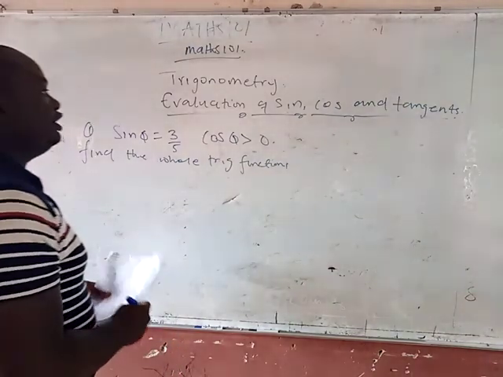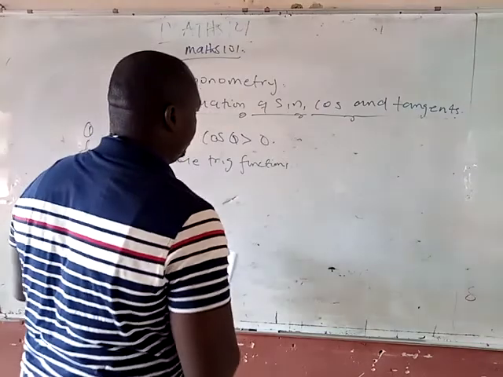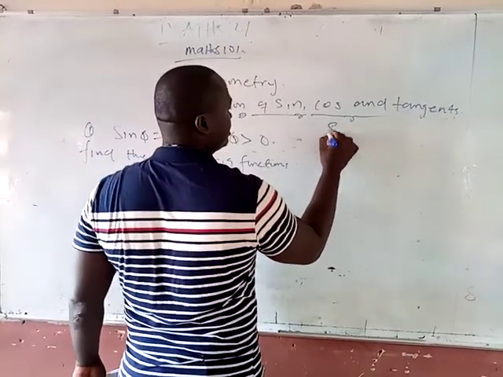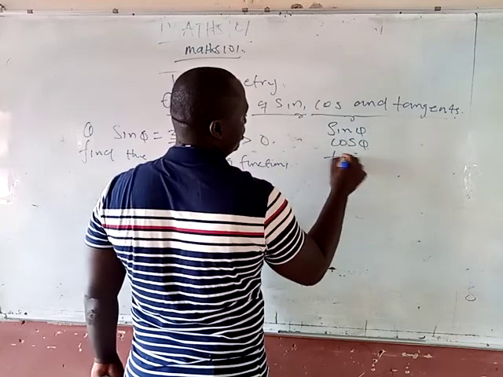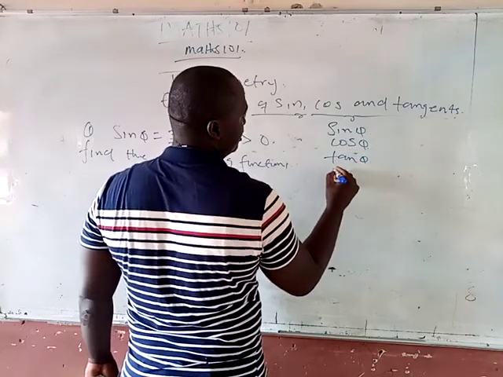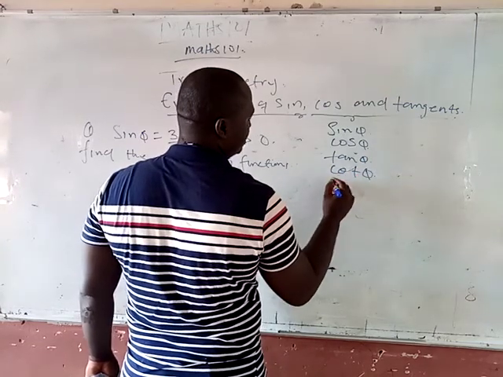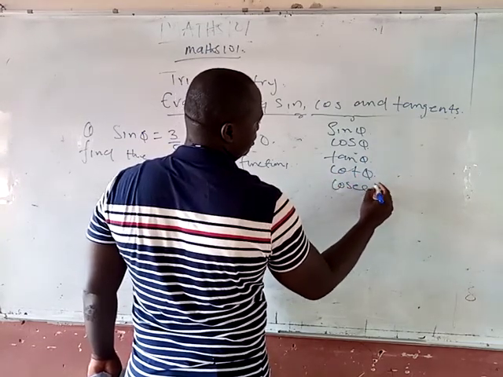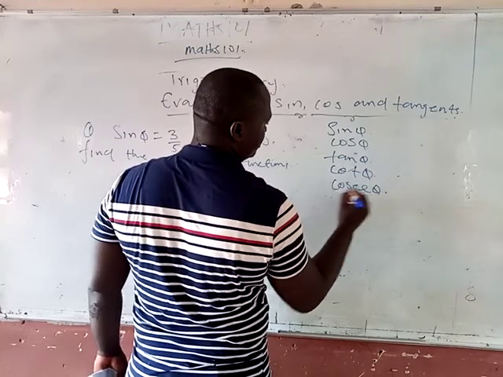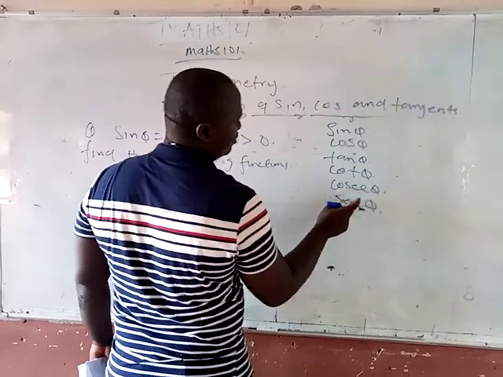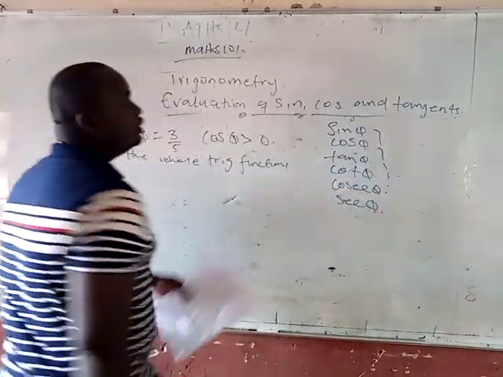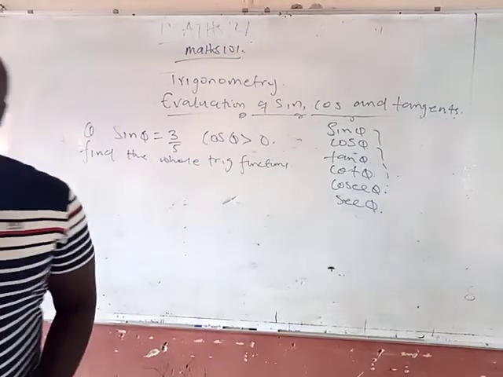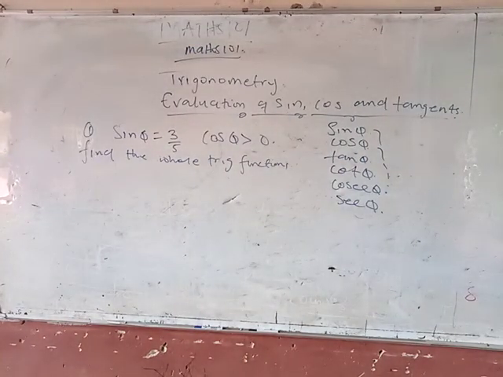Now, by whole trig functions under this course that I'll be teaching, what I mean you should find is sine theta, cos theta, tan theta, cot theta, cosec theta, sec theta. 1, 2, 3, 4, 5, 6. So we have 6. So when I say you should find the whole trig functions, this is what I'm trying to let you find.